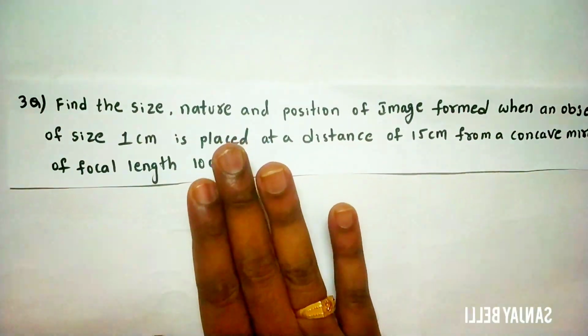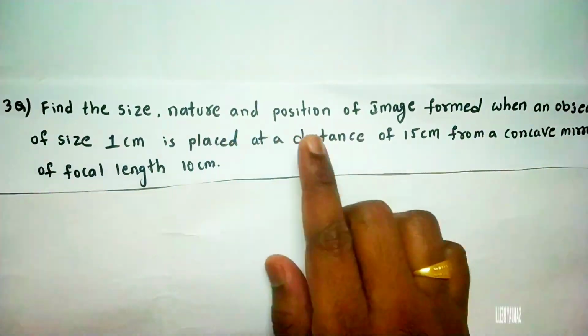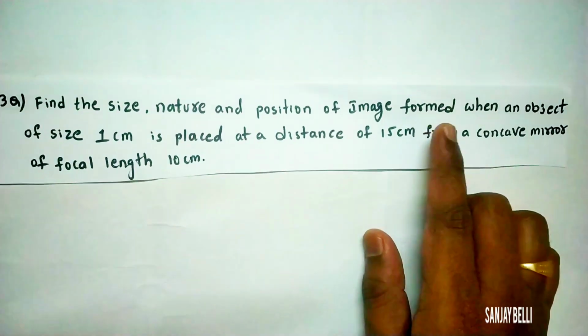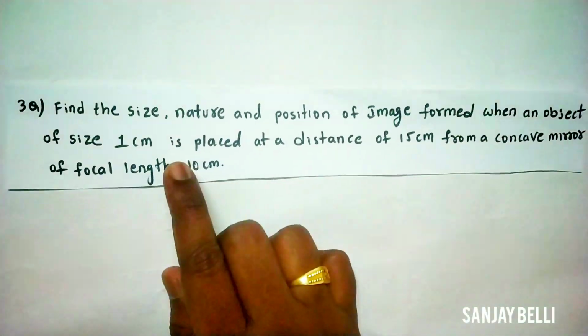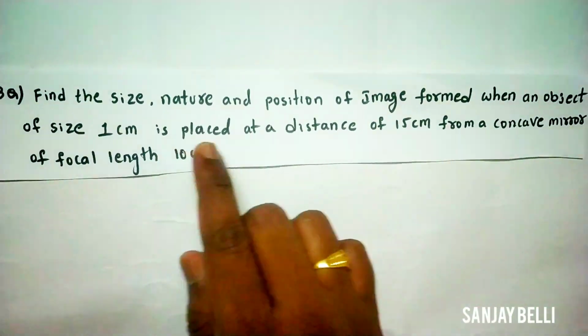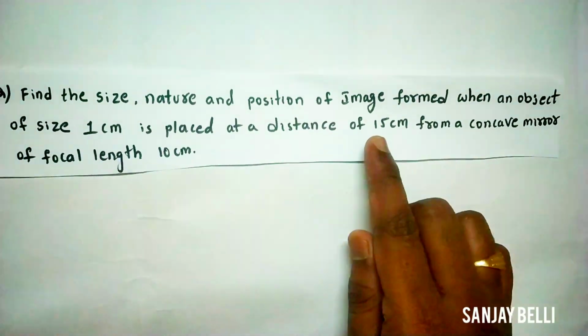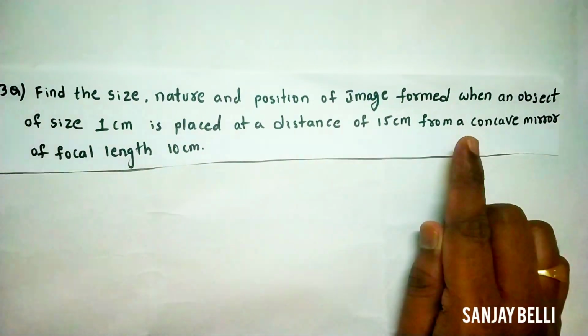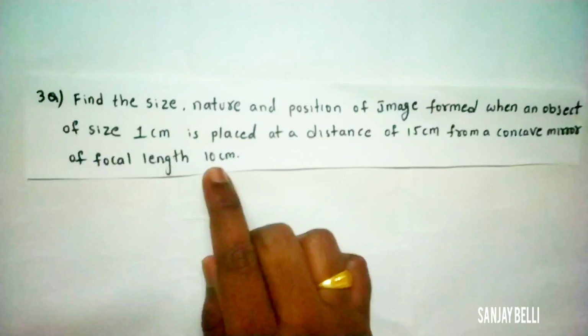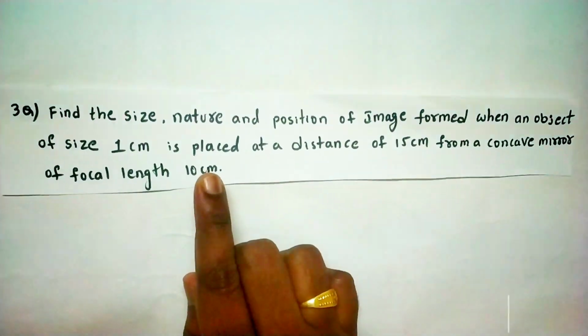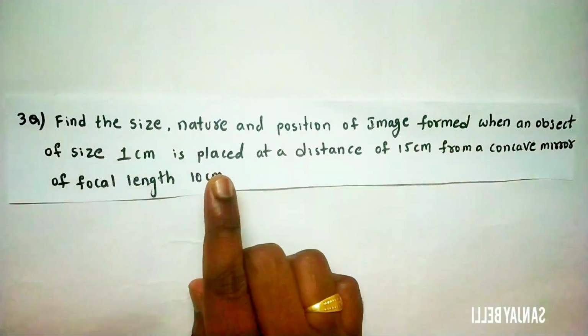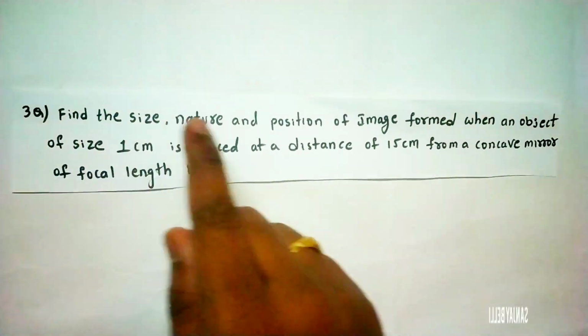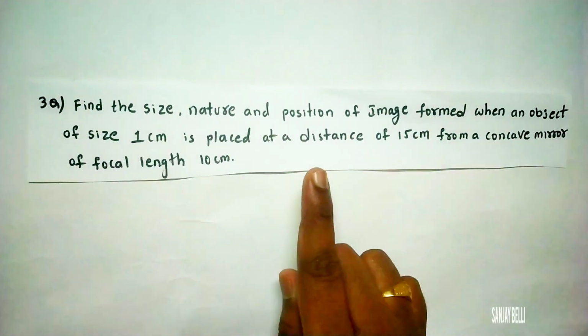The third question: find the size, nature and position of the image formed when an object of size 1 centimeter is placed at a distance of 15 centimeters from a concave mirror of focal length 10 centimeters. Here also we have to find the nature, position and size of the image for a concave mirror.